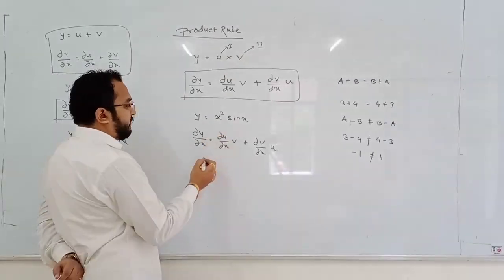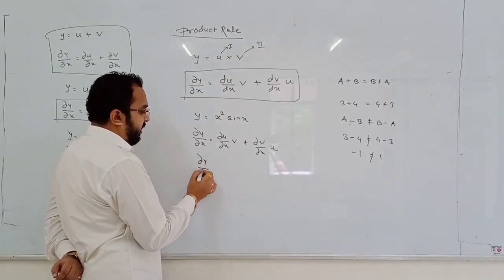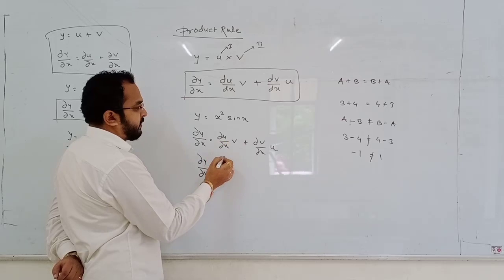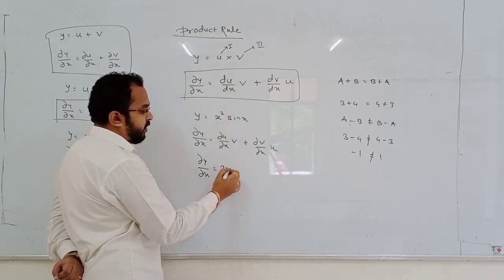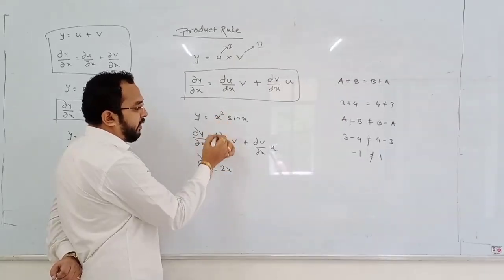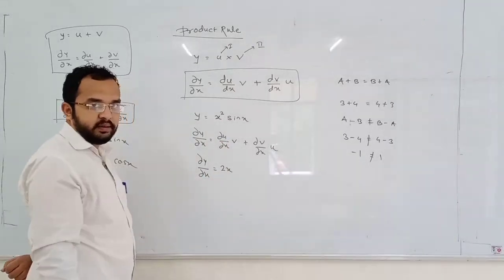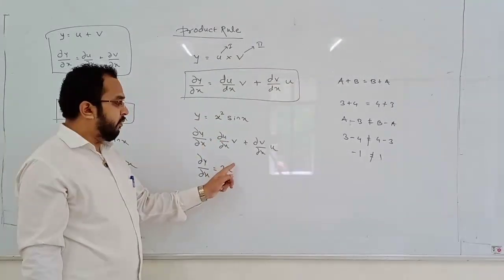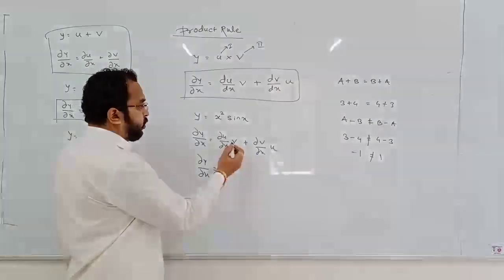So what is dy by dx? Differentiate this. dy by dx will be equal to differentiation of first. So the differentiation of x square is 2x. Take the power in the numerator and reduce the power by 1. So the 2 comes down and the power becomes 1, giving 2x, into the second term as it is.